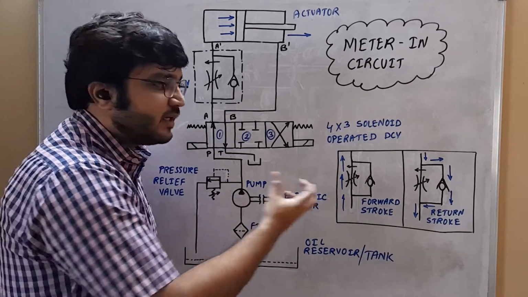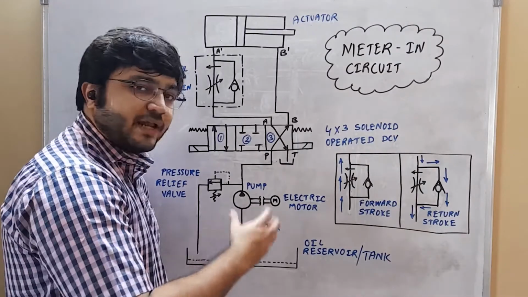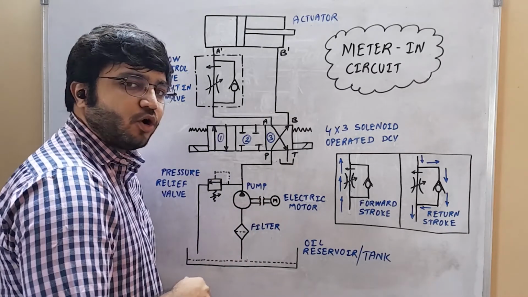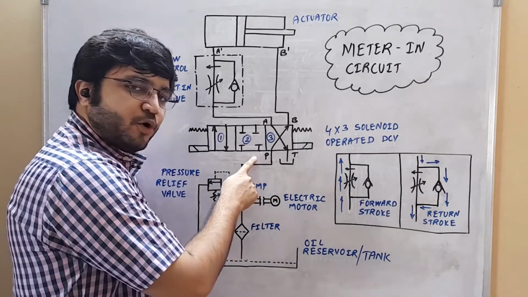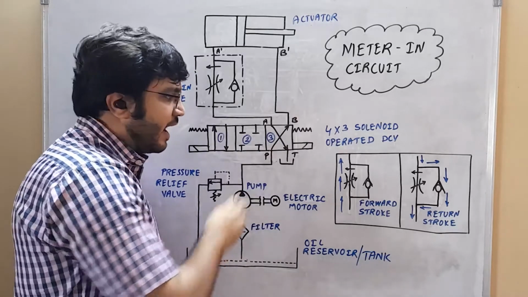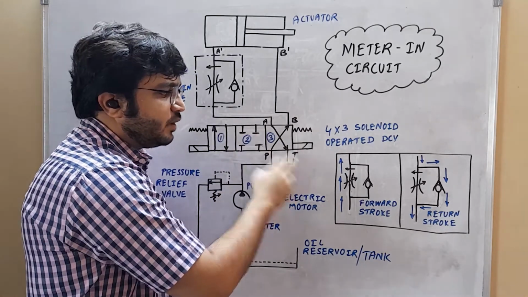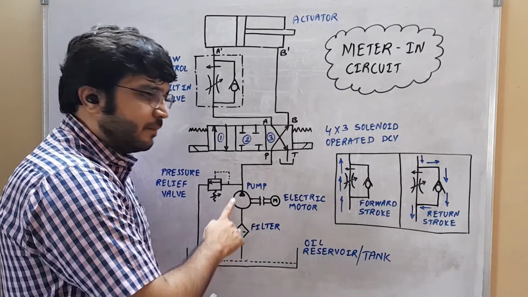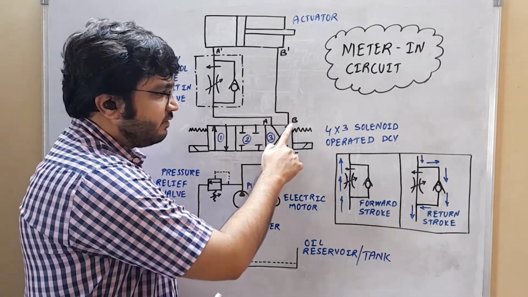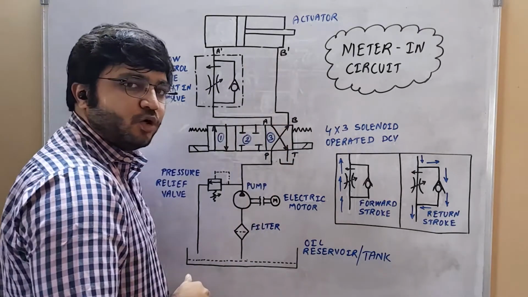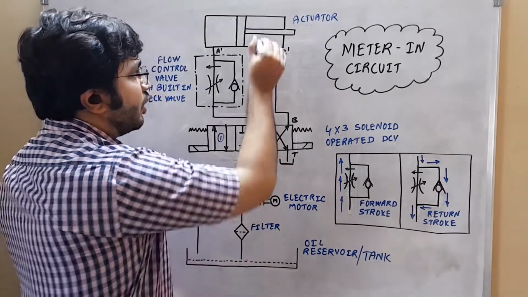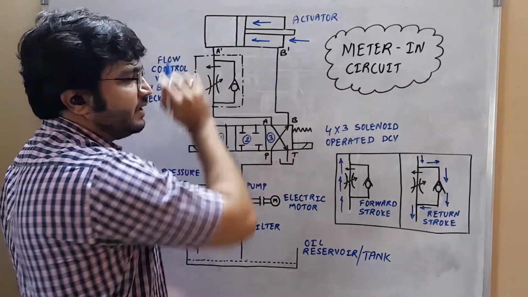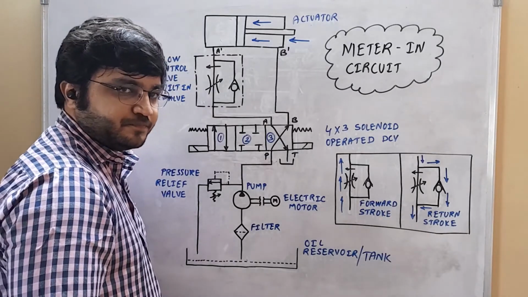Now let us see how the return stroke will be carried out. For carrying out the return stroke of the actuator, the direction control valve will be put in its third mode of operation, where pump port P will be connected to actuator port B and actuator port A will be connected to tank port T. Because of this connection, the hydraulic oil which will be getting pumped will follow this passage and enter the actuator from port B dash, thereby causing the piston to move in the left direction, that is the return direction.